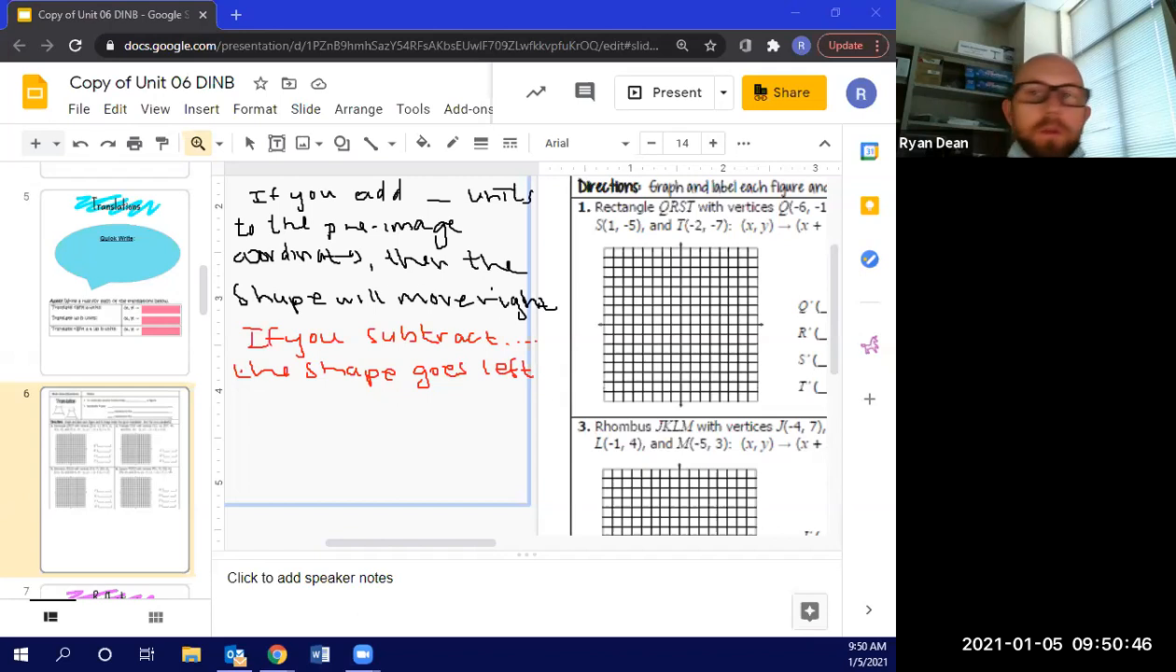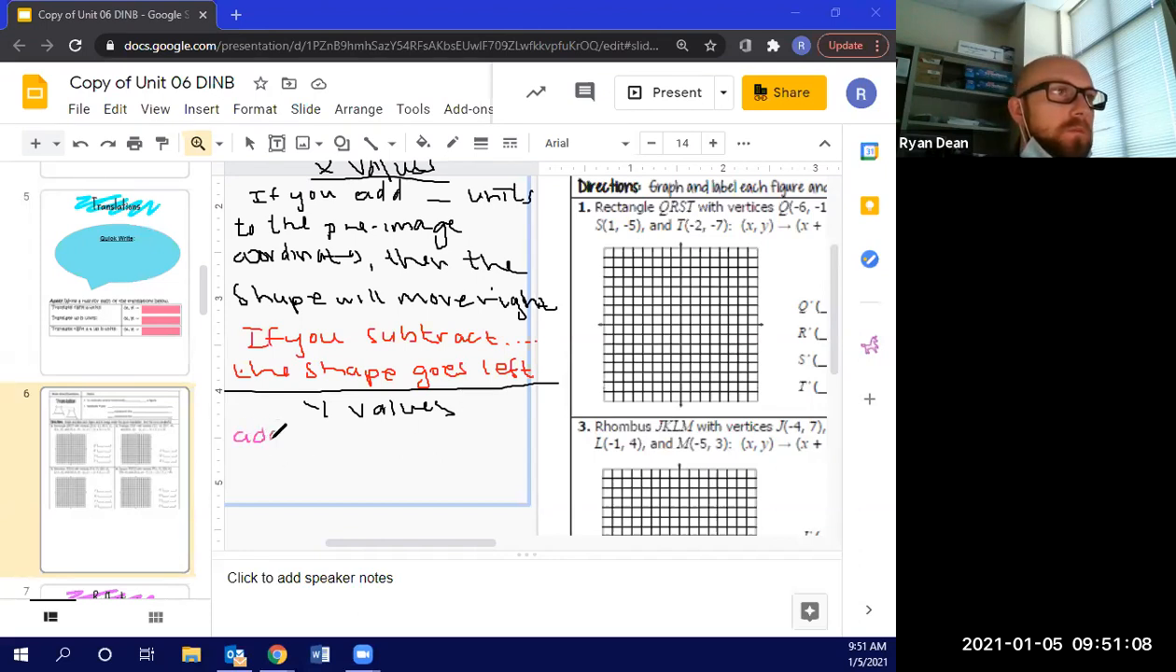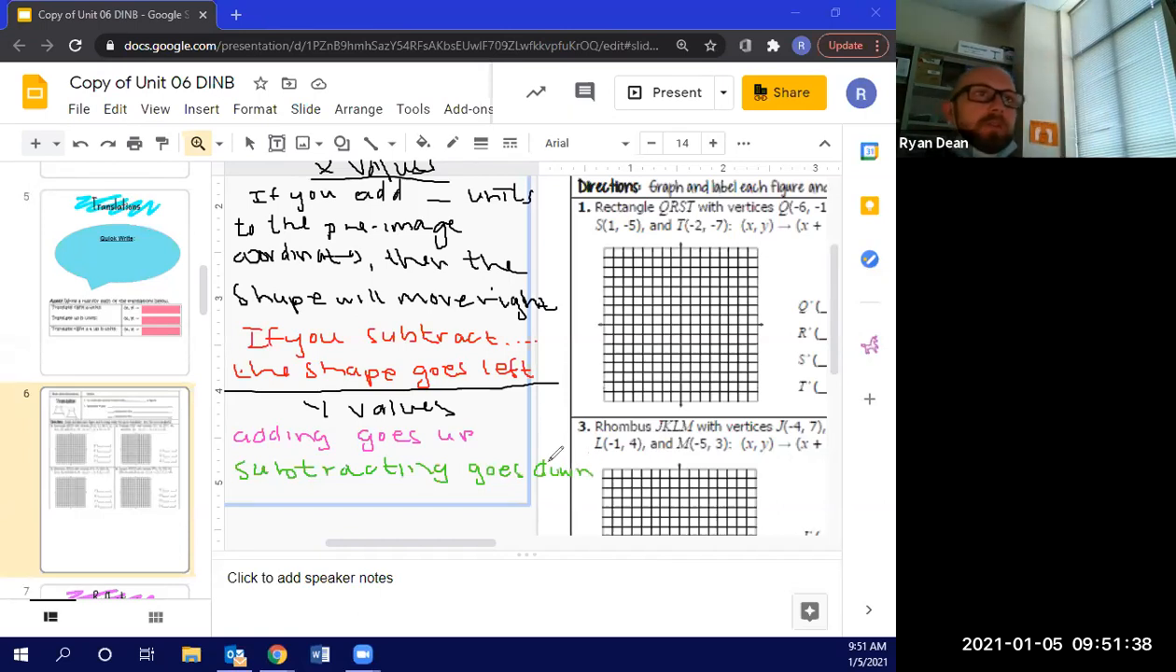And then if you do it for the y values, so this was for the x values. If you do it for the y values, adding goes up, subtracting goes down. Most of it's common sense, but just as a rule of thumb, make sure that you have these in your notes. So with the y values, adding goes up, subtracting goes down.